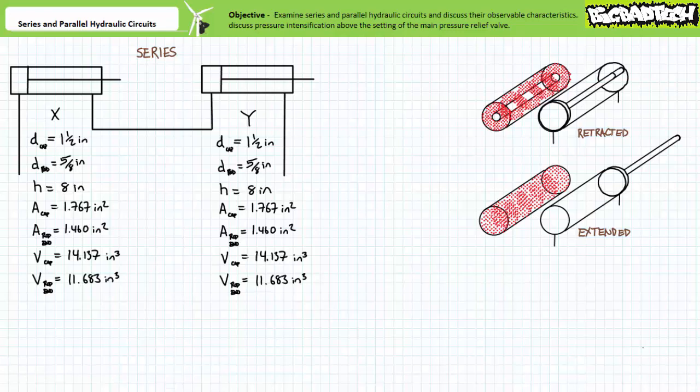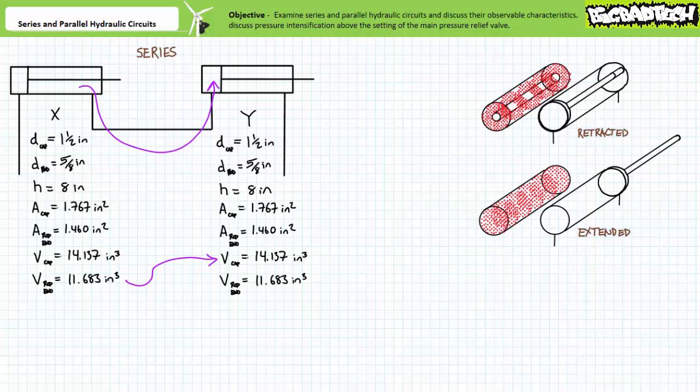The cylindrical volume of the cap end at full extension for both cylinders is approximately 14.1 cubic inches, and the tubular volume of the rod end for both cylinders at full retraction is approximately 11.7 cubic inches. Given a scenario in which both cylinder rods are fully retracted, consider the approximately 11.7 cubic inches of liquid on the rod end of cylinder X.